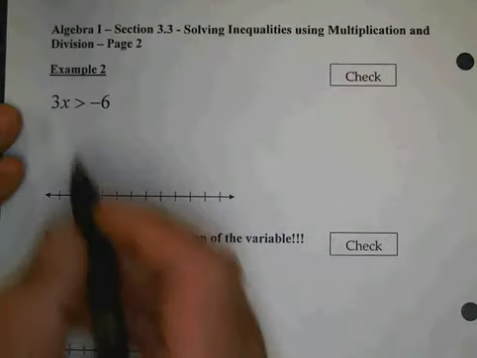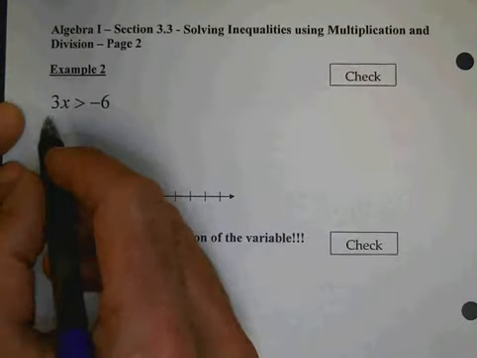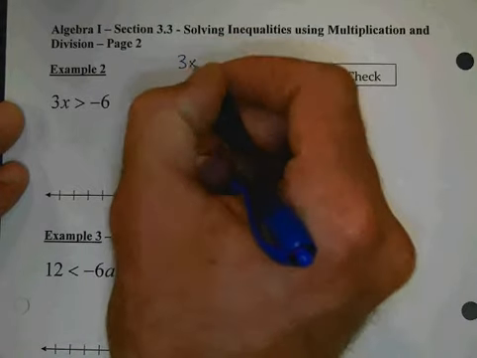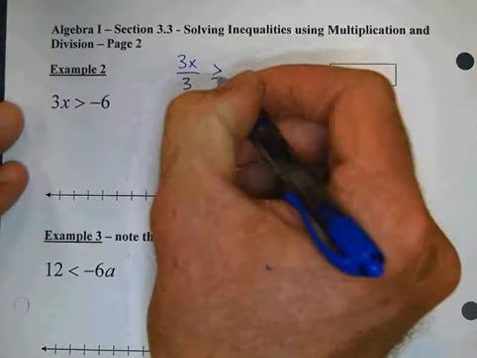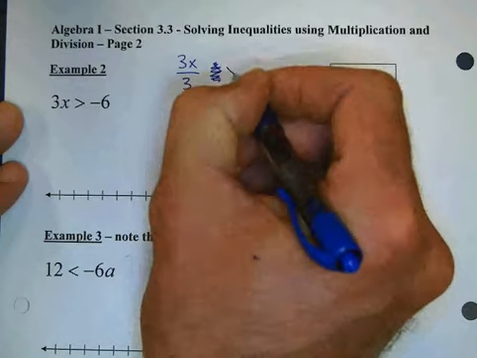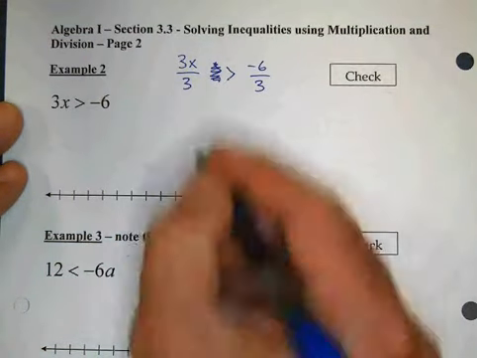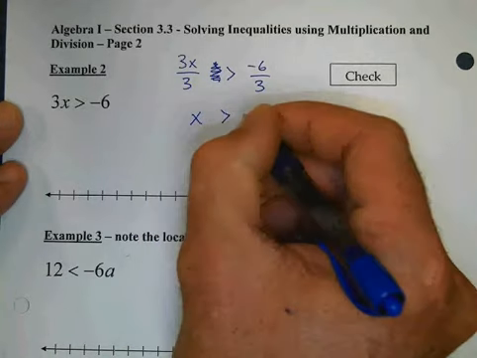Really simple. How do I eliminate a 3 in front of the x? Okay, so let's not mess with that original problem. Whatever you divide one side by, divide the other side by the same thing. So x is greater than negative 2.